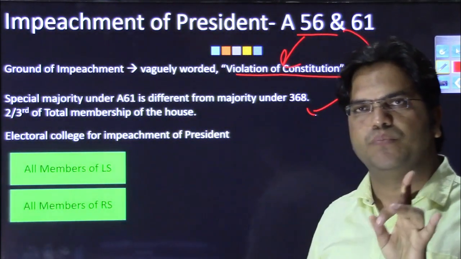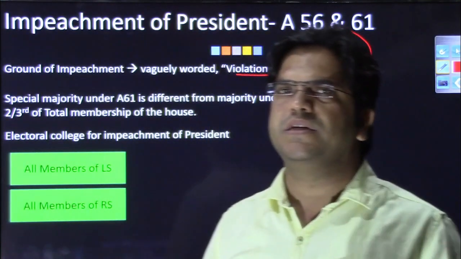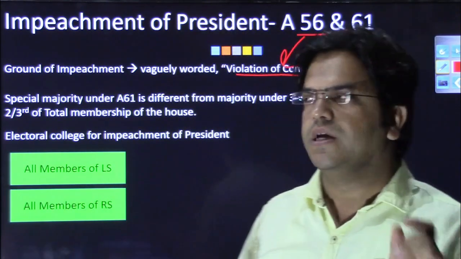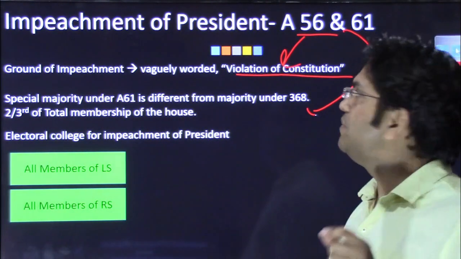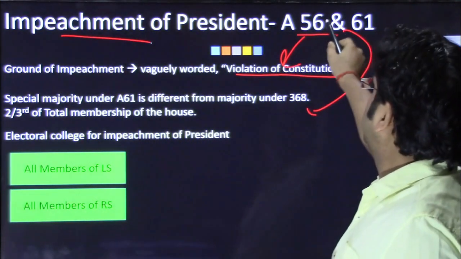And mind you, this word impeachment has been used in Indian constitution only in reference to president. So all other constitutional functionaries, be it vice president, be it CAG or UPSC, they all will be removed from the office, right? This word specifically, impeachment, has been used only for president, and that only in Article 56.